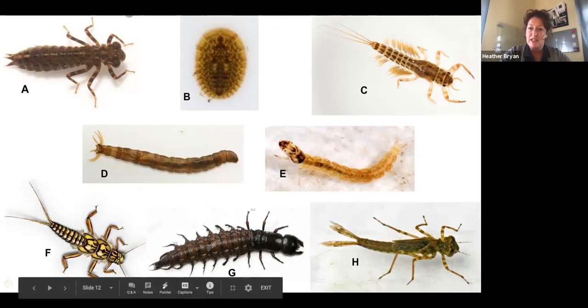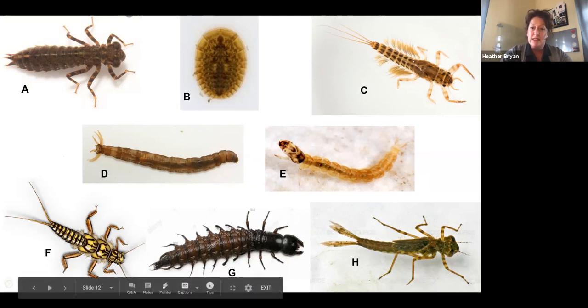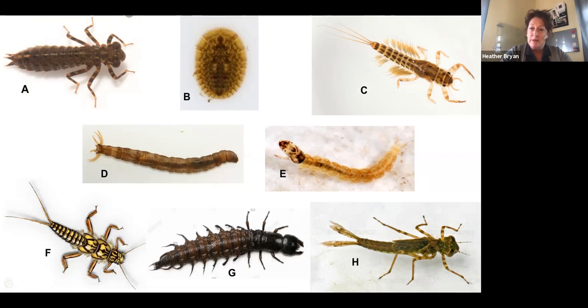All right, let's take that knowledge that we've gained so far and look at some of these organisms here really quickly. Okay, so as we look at these organisms A through H, remember some of the things we talked about. Where are the gills located? So for instance, in organism C, the gills are located along the abdomen of the organism. On organism F, you also see that the gills are located up on the thorax and the uppermost part of the abdomen.